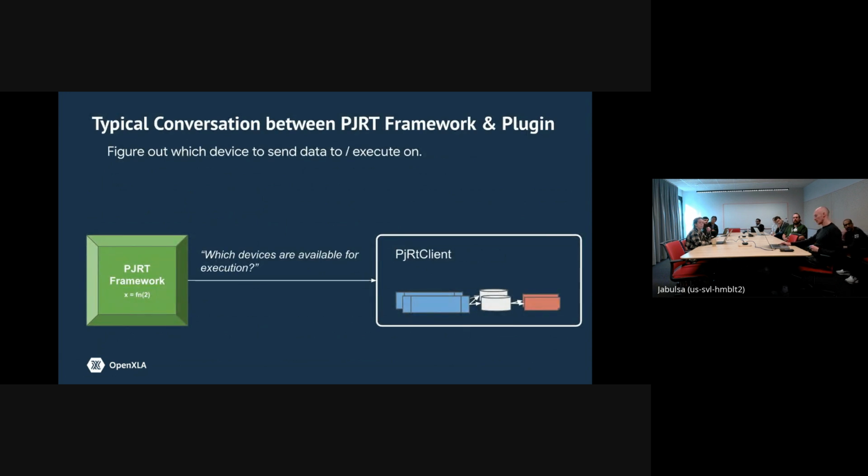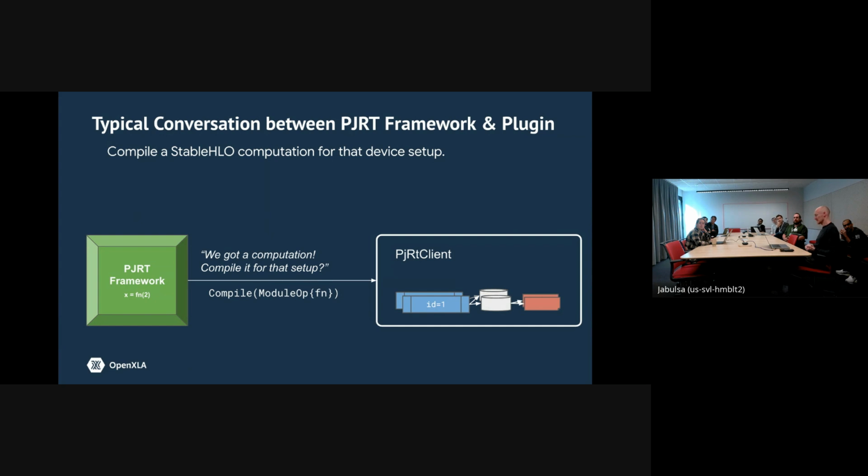So the first step is, once the framework creates your plugin, it wants to know what is available on this plugin, what devices do you have? And so there's an API called devices. The client will report back to the framework and say, I have 2 devices. Here are their IDs. They have a bit more information than that, but at its core, it's just reporting back to the framework what its capabilities are.